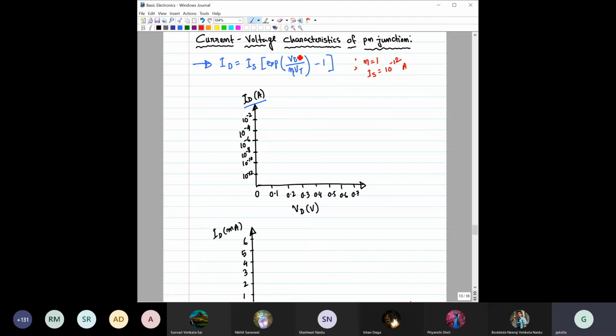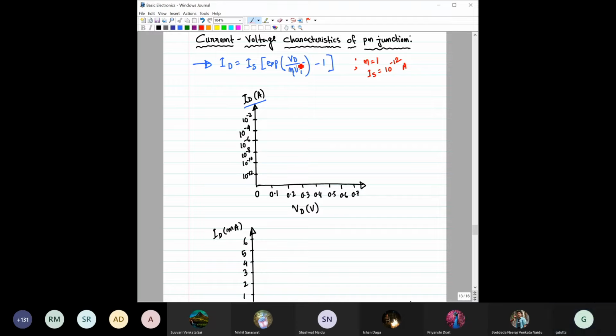Yes. You put 1 minus 1, VD equal to 0, then what will happen? 0 only. Because you put VD equal to 0, it means basically 1 minus 1, so it will be 0, right? So it is expected. When you have not applied any voltage across a PN junction, there is no question of current, so the current is expected to be 0.